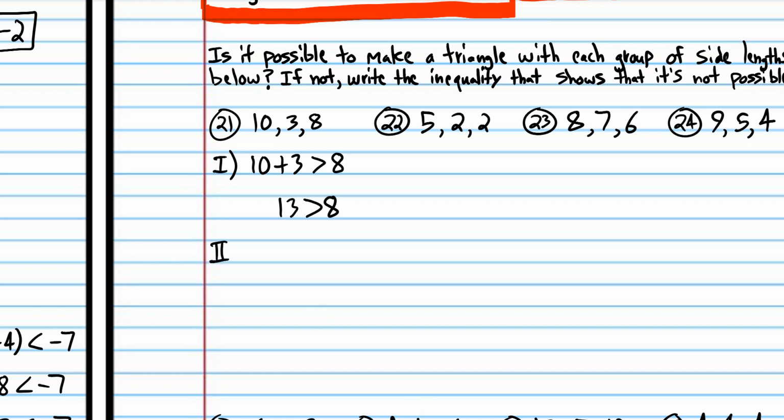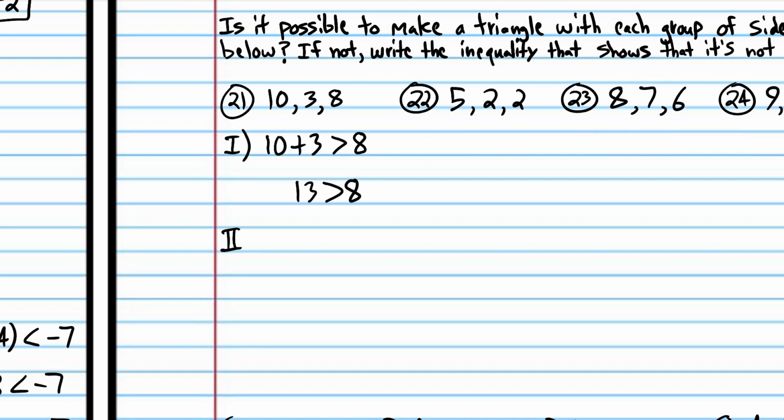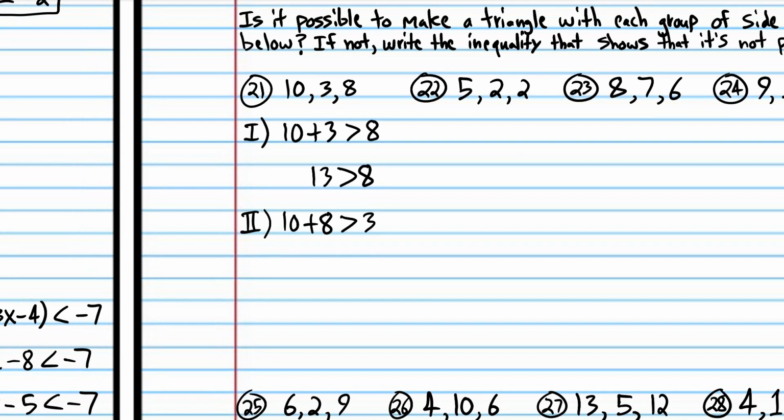There's 3 different inequalities we can make here. Now let's add 10 and 8. And that has to be greater than the third side, the leftover side, 3. And is that sum greater? Well, obviously it is. 18 is greater than 3. So far it looks like we can make a triangle with these side lengths.